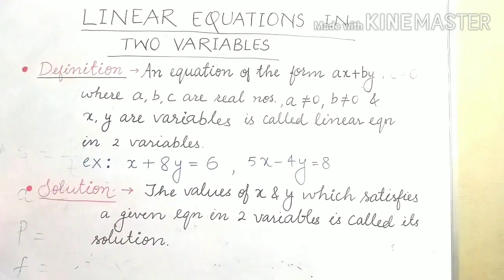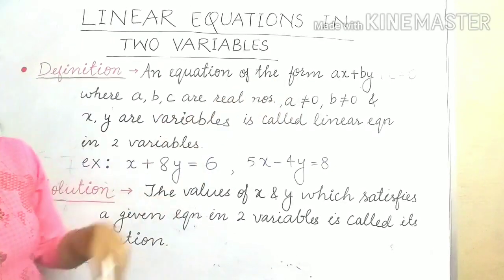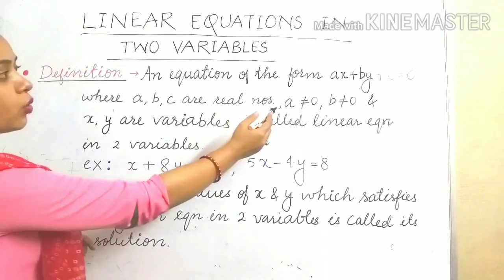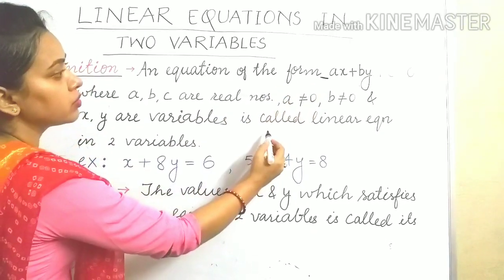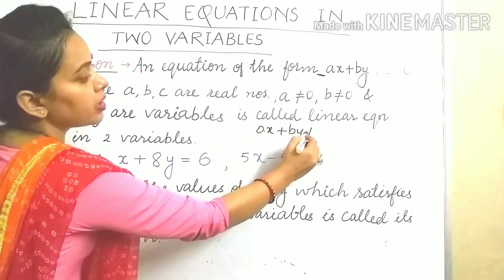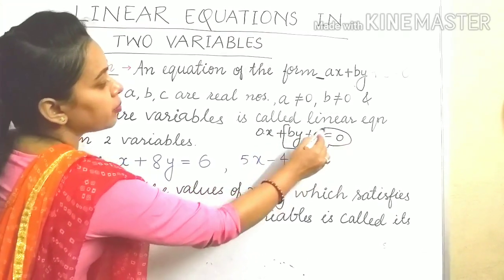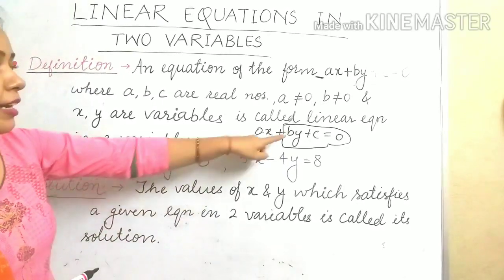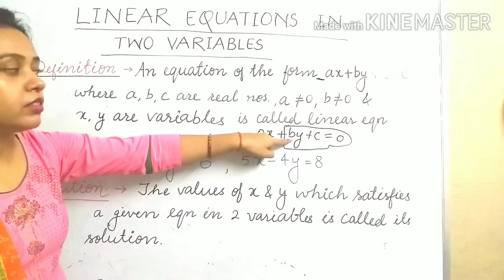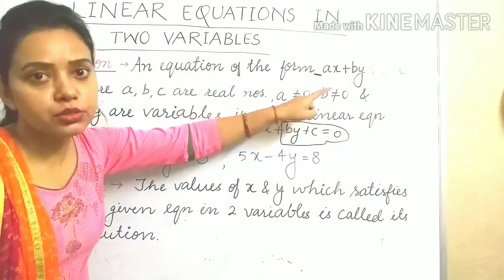Now the important thing, why we are taking that a is not equal to 0 and b is not equal to 0 in this equation, is because when we take a equal to 0, it becomes 0 into x plus by plus c equal to 0, which ultimately comes out to be by plus c equal to 0. That is, we are left with only one variable. So it becomes an equation in one variable. Therefore, the restriction that applies here is that a should not be 0 and b should also not be 0.